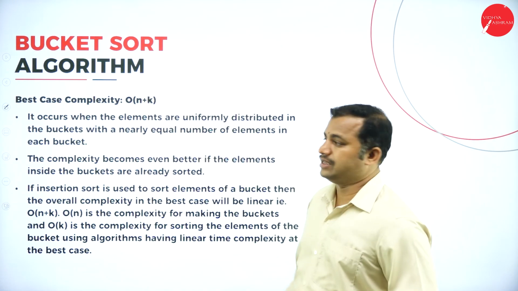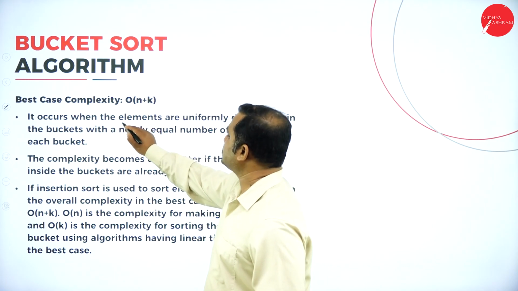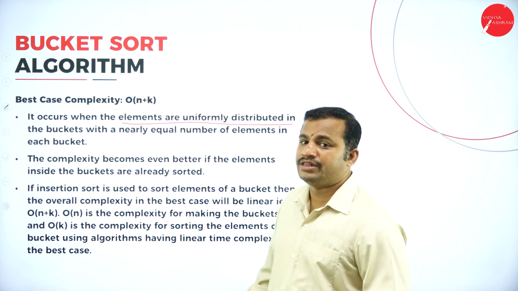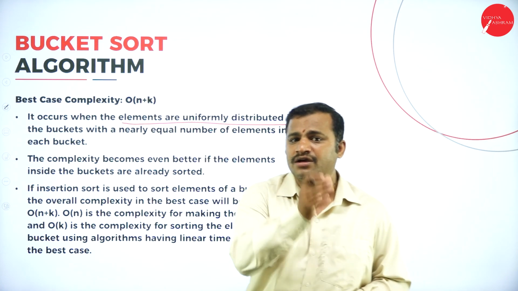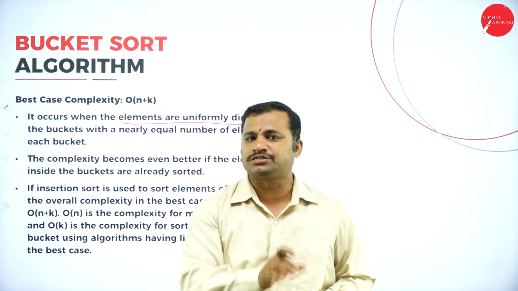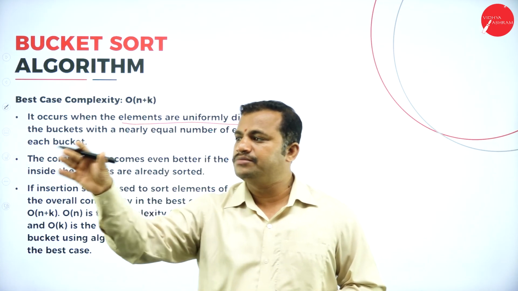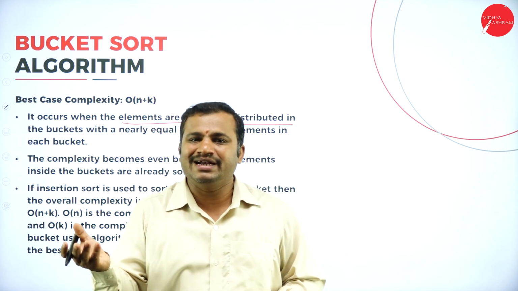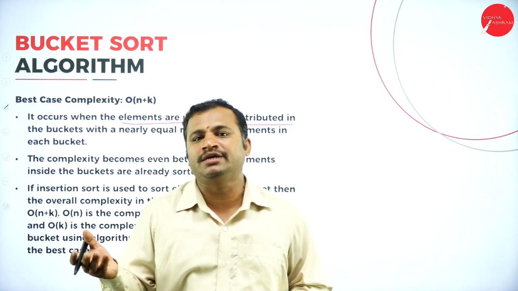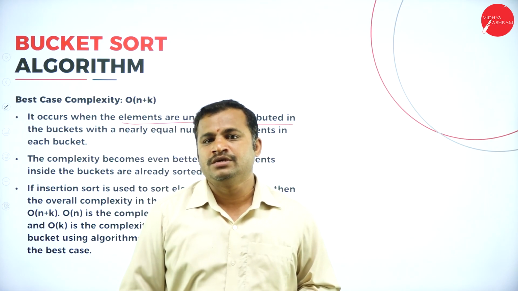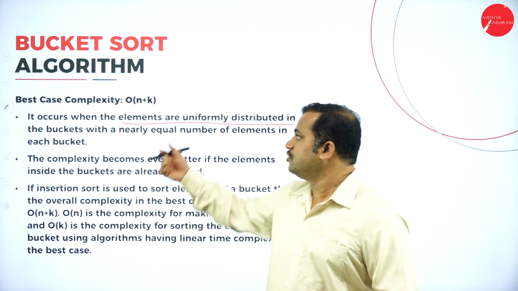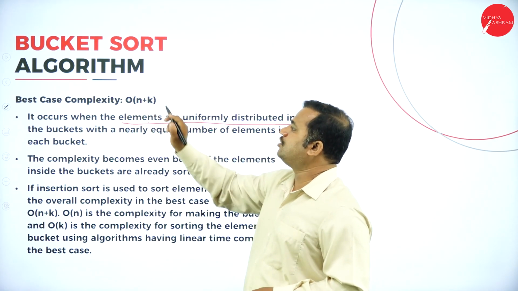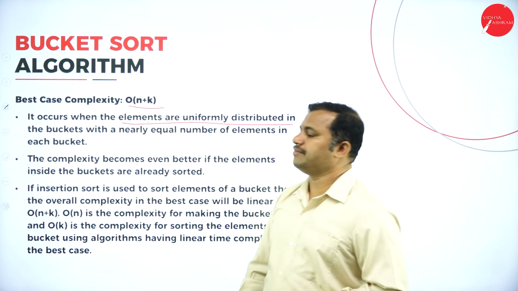Then what is the best case? Big O of n plus k. This occurs when the elements are uniformly distributed. When they are uniformly distributed, we will be having 2 items in one bucket, 2 items in the next bucket, 2 items in the next bucket, 2 items in another bucket. So totally we have an equal number of items in each of these buckets. That does not pose any problem while sorting the items in each of these buckets. So obviously that takes big O of n plus k time.